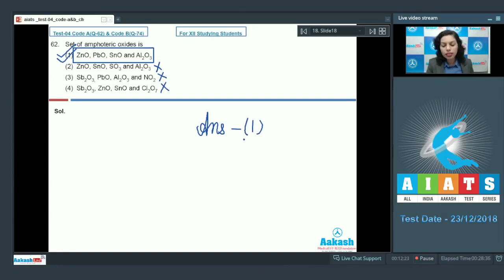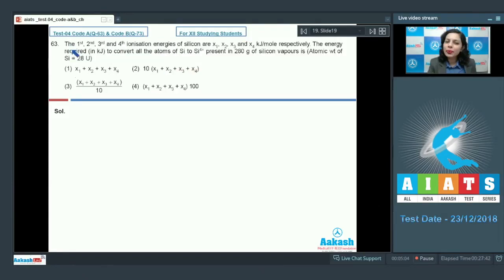Now, it's the turn of question number 63. The first, second, third and fourth ionization energies of silicon are X1, X2, X3 and X4 kilojoule per mole. It means we are considering 1 mole of silicon atoms and converting Si to Si4 positive ion. The energy required in kilojoule to convert all the atoms of silicon present in 280 gram of silicon vapors to Si4 positive ion is. The atomic weight of silicon is also given, that is 28 u.